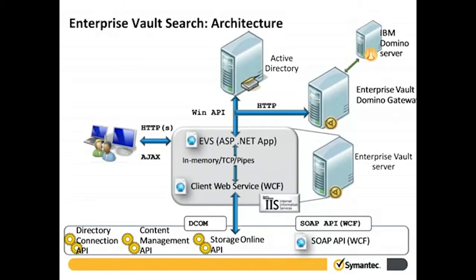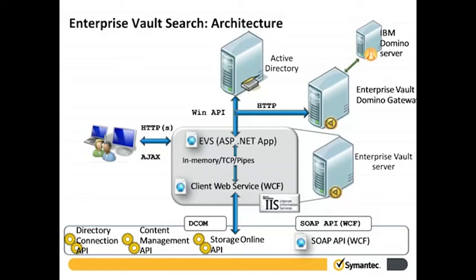This is the Enterprise Vault Search architecture. The user opens Enterprise Vault Search on a browser and performs some operations, such as searching an archive. An HTTP AJAX request goes from the client browser to the Enterprise Vault Search application on the IIS server.